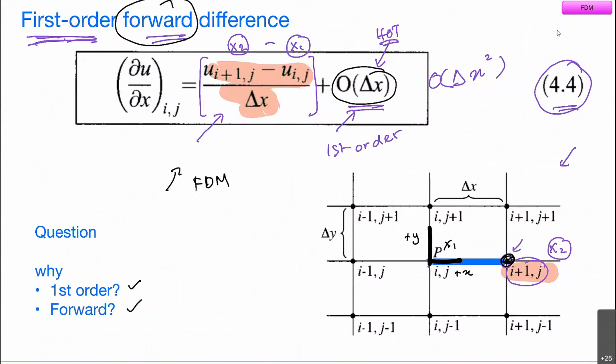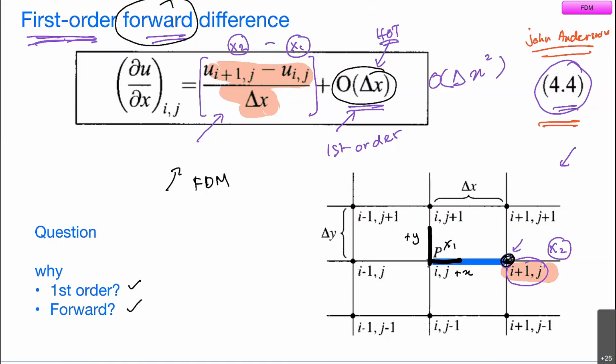The equation 4.4 here refers to the John Anderson textbook. So if you're confused about the numbering of the equations, kindly refer to the John Anderson textbook.